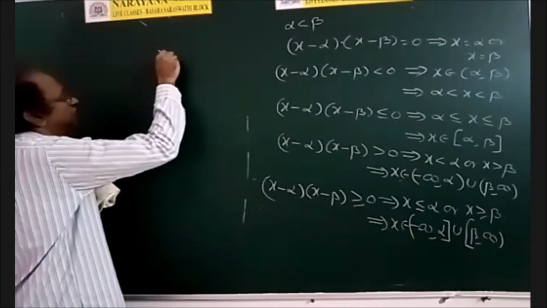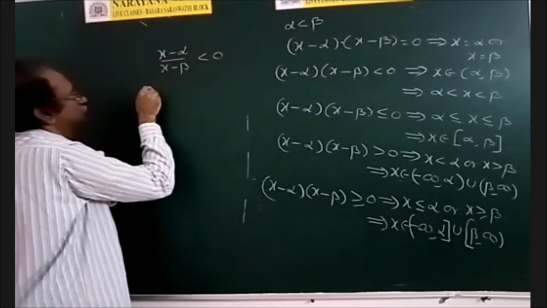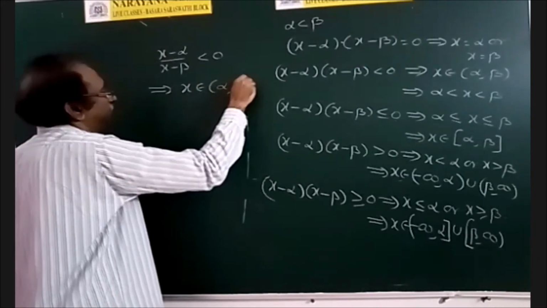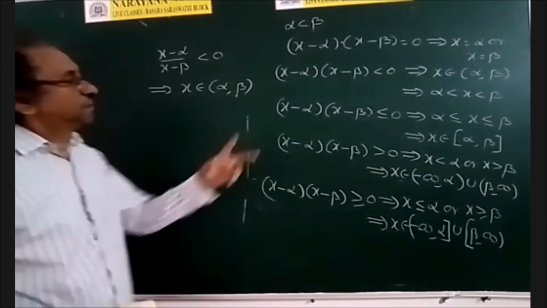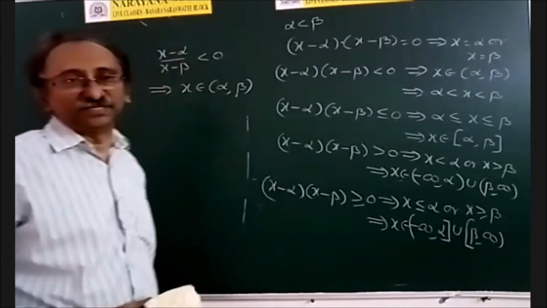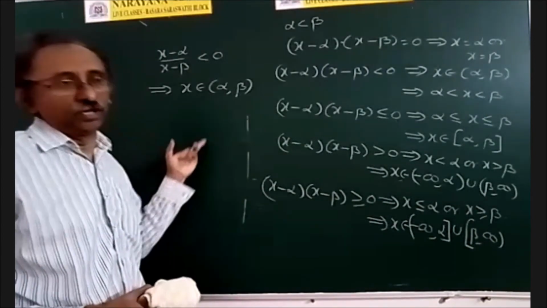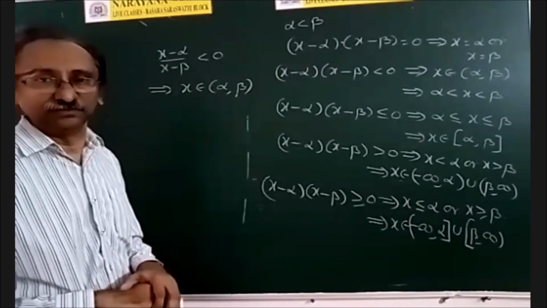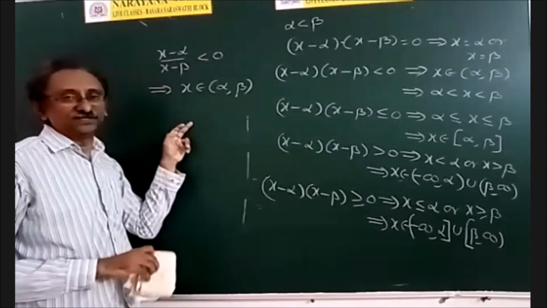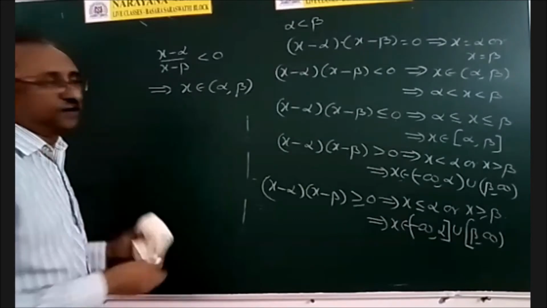See, suppose x minus alpha by x minus beta less than 0. So x should lie in between alpha and beta because the product of two positive numbers is positive. The ratio of two positive numbers is also positive. Right? The product of two negative numbers is positive. The ratio of two negative numbers is positive. Similarly, plus into minus is minus. Plus by minus is minus. So depending on that, we will get x belongs to open interval alpha comma beta.